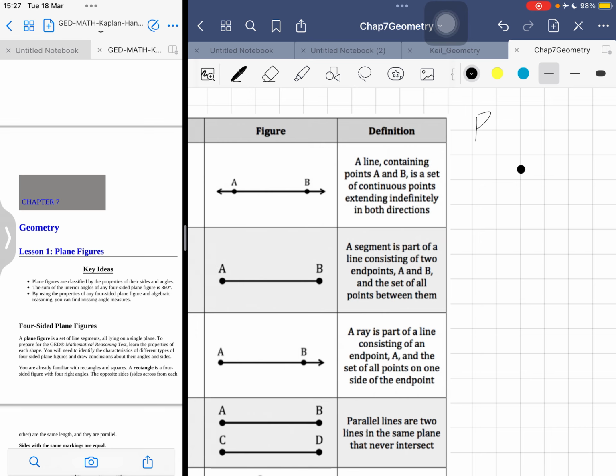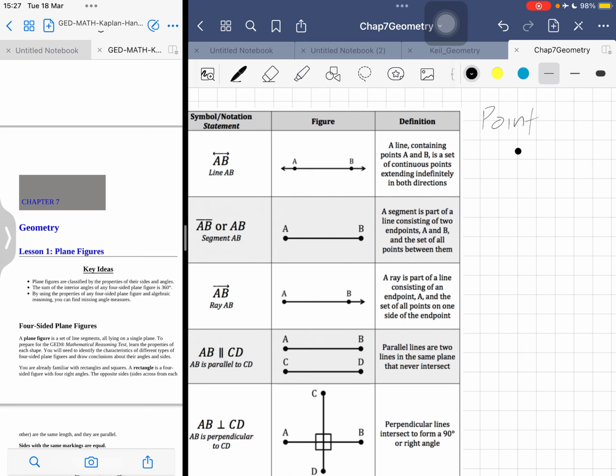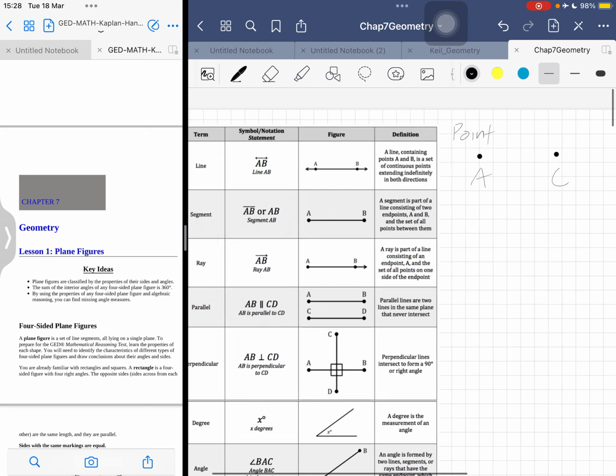I'll write point. Sorry for my handwriting. For example, if you see a point here, we can name it as point A. And then another point here, we can name as whatever, like for example, this would be named as point C. So the first concept is point.